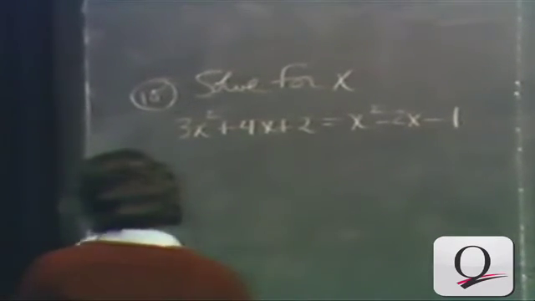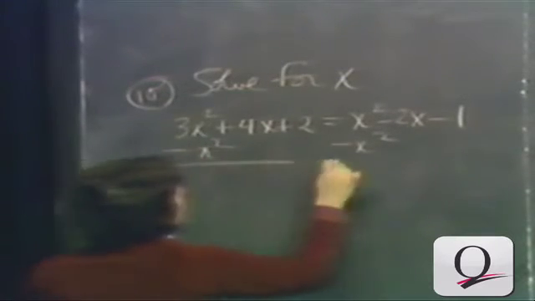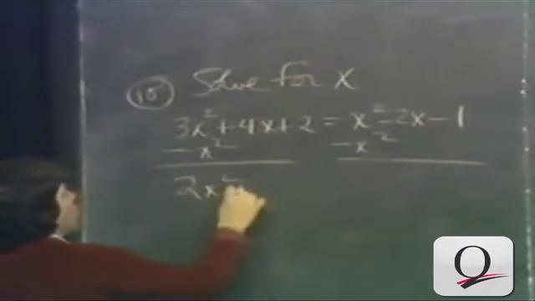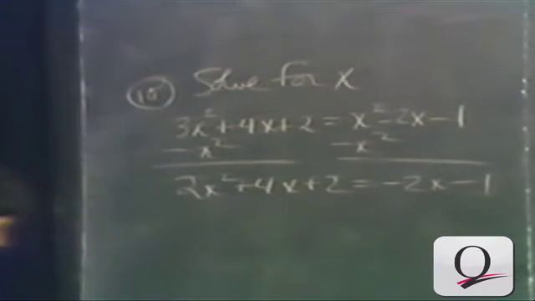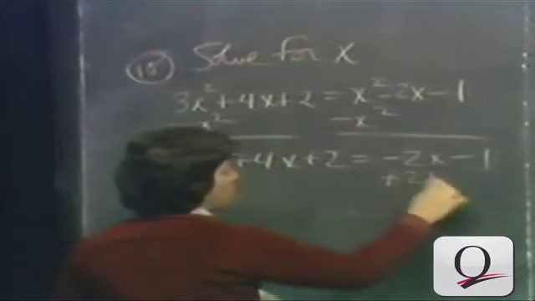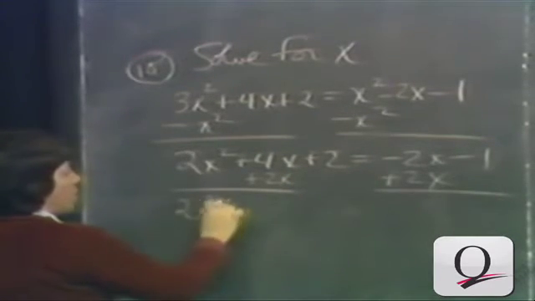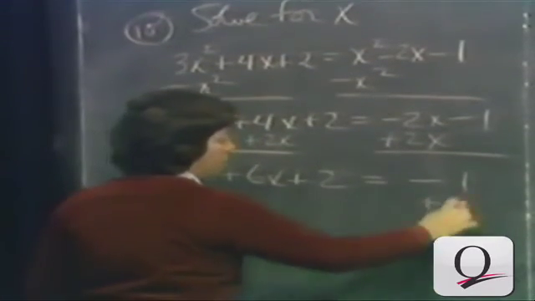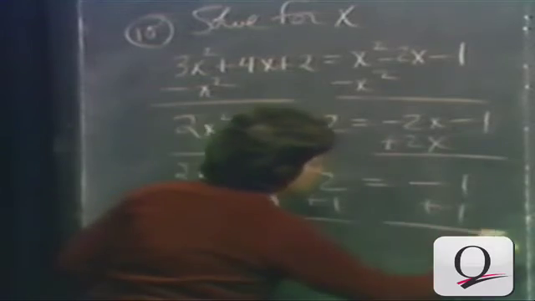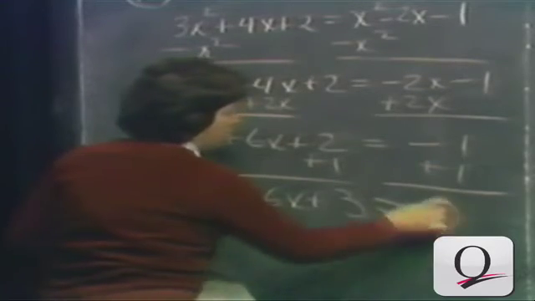All right, now first we'll have to simplify this example. Let's see what we can do here. We can subtract x squared from both sides of the equation, giving us 2x squared plus 4x plus 2 equals minus 2x minus 1. Then we can add 2x to both sides: 2x squared plus 6x plus 2 equals minus 1. And finally, add 1 to both sides: 2x squared plus 6x plus 3 equals 0.